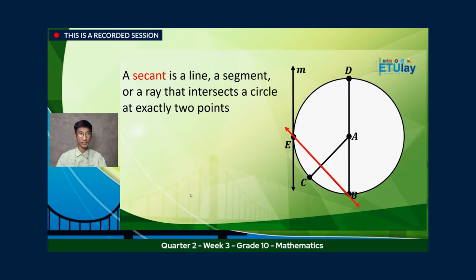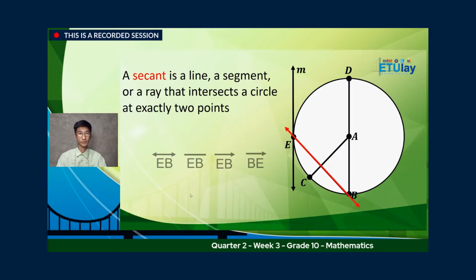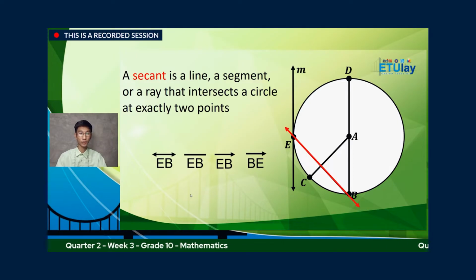A secant is a line or a segment or a ray, pwede ring ray, that intersects a circle at exactly 2 points. Kung si tangent, it intersects the circle at exactly 1 point. Si secant naman, it intersects the circle at exactly 2 points. So we have here line EB or line segment EB, pwede ring ray EB at pwede ring ray BE. Those are examples of secant.